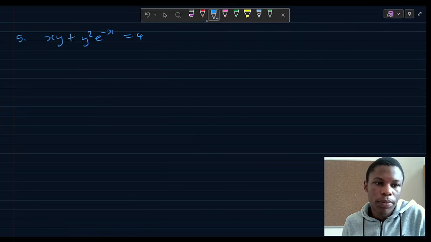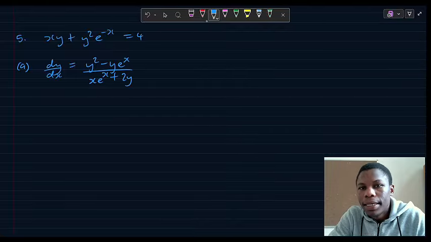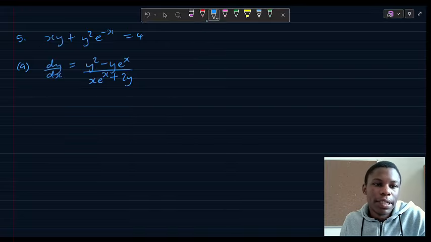Question number 5. The equation of a curve is xy plus y squared e to the negative x is equal to 4. Part A says, show that dy/dx is equal to y squared minus y e to the x over x e to the x plus 2y. So this is an implicit differentiation question, and that's because we cannot easily make y or x the subject of the formula in our equation. So that's an implicit function, and we have to differentiate it implicitly.